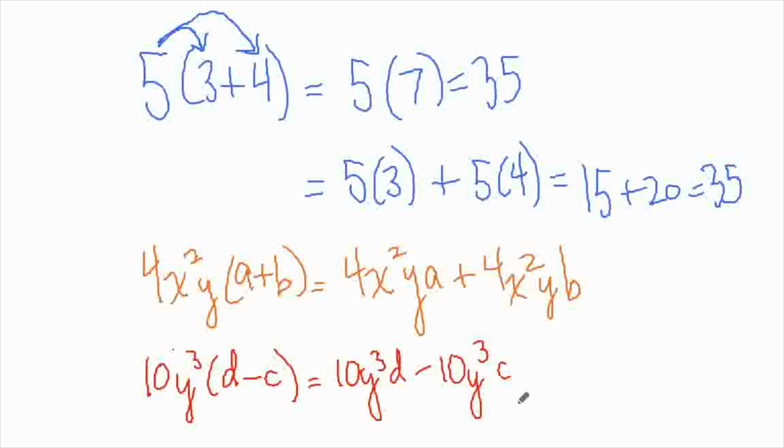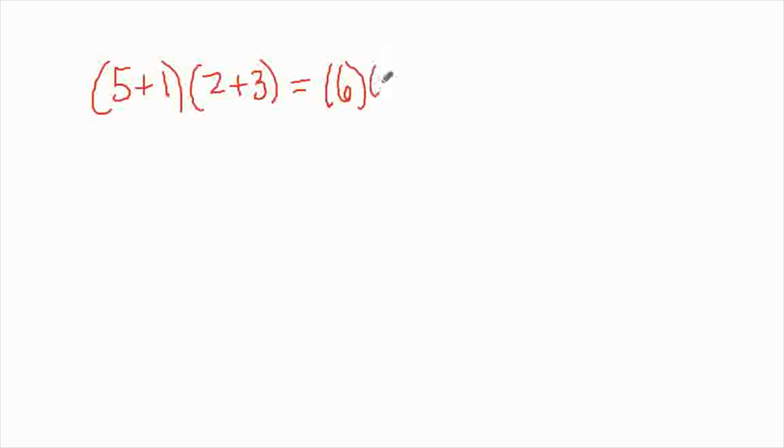What about if you have two parentheses, for crying out loud? Now what do we do? If you're good with this, let's talk about that. What if I had something like (5 plus 1) times (2 plus 3)? Now we happen to know that that's the same as 6 multiplied by 5, so the answer has to be 30, and nobody's going to convince us otherwise.